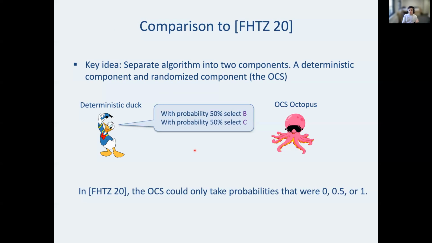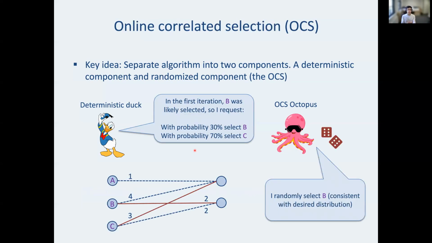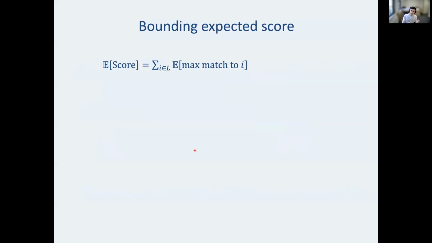Okay, so we've had this interface in how the two components communicate. And next up, we want to get some intuition for what sort of guarantees we want from the OCS in order to get a good competitive ratio. And recall that in order to maximize the competitive ratio, we want to maximize the expected score.